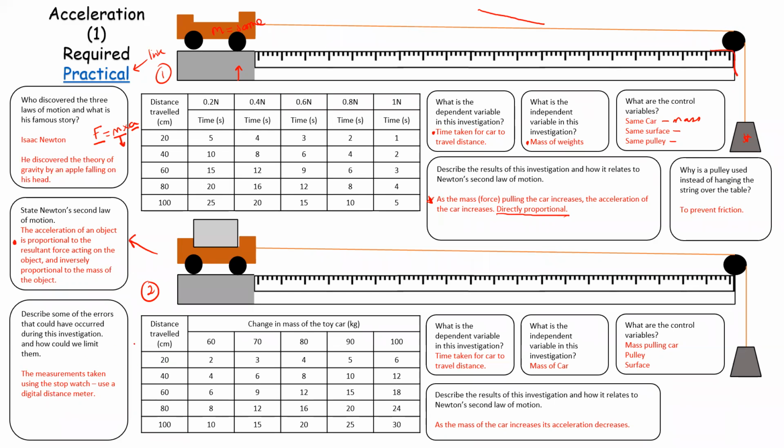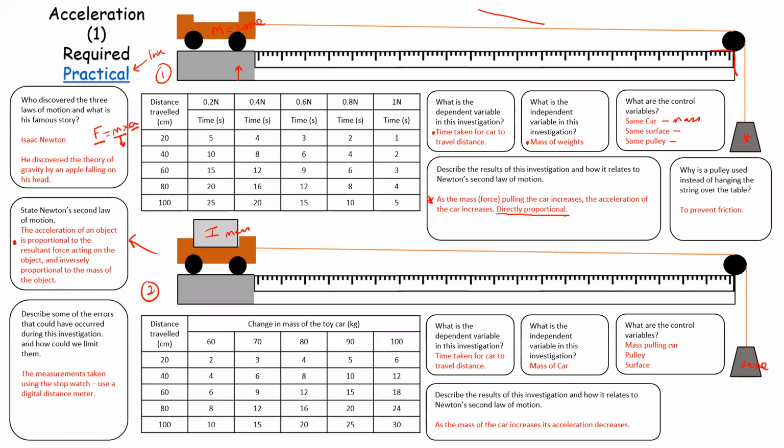The second one is the same setup, but this time this is going to be your independent variable. You're changing the mass, and this stays the same. So that's your force stays the same. Now you're measuring the time taken for the car to travel the distance. Yeah, so you're just measuring the time again. What is the independent variable? The mass of the car. That's what you're changing.